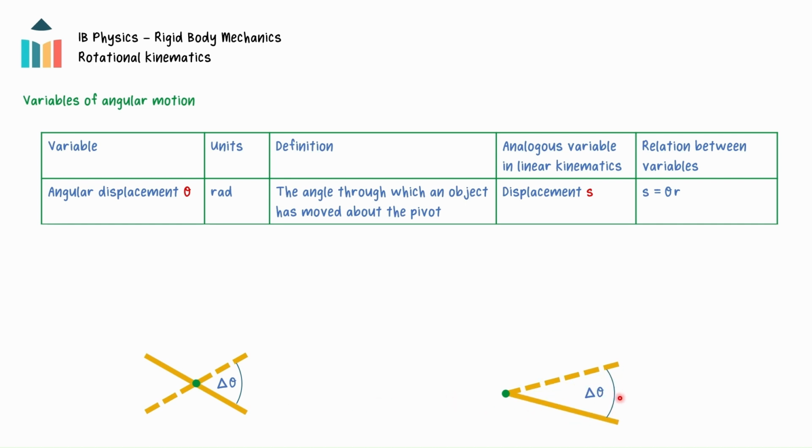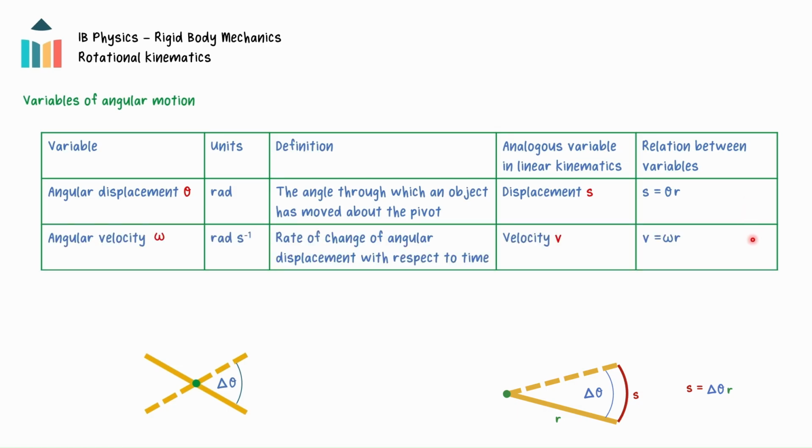In linear motion, the equivalent quantity is displacement, which we call s. The two are related by the equation s equals theta r, where r is the distance from the axis of rotation. So the further from the pivot you are, the larger the linear distance moved for the same angle. The second quantity is angular velocity, omega. This is the rate of change of angular displacement. Its linear equivalent is velocity, and the relationship between them is v equals omega r. Again, the same angular speed gives a larger linear speed for points further from the axis.